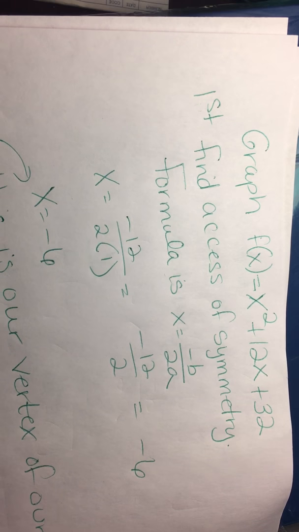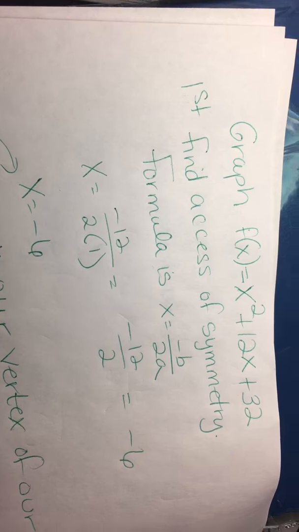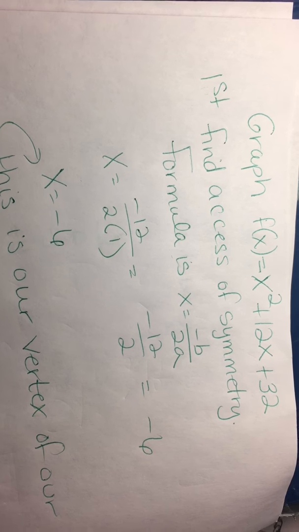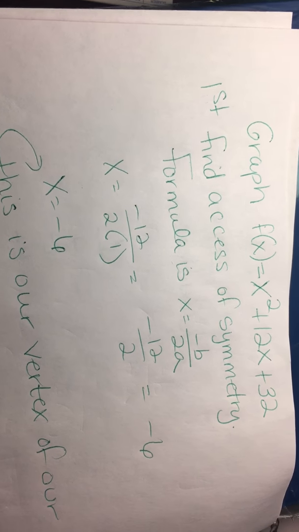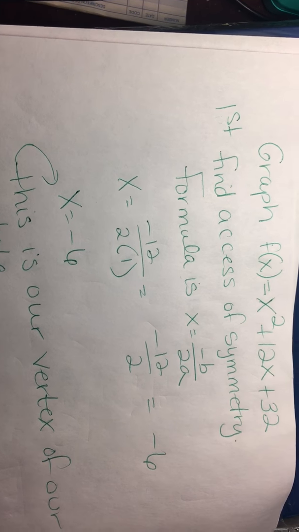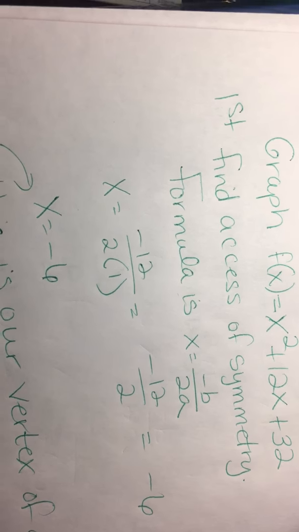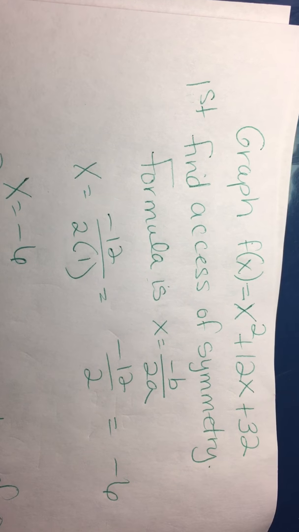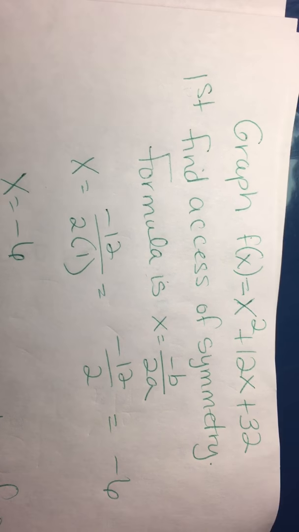The first thing that I want to do is to find the axis of symmetry, which is basically where a line goes up through the parabola that's going to be made, and it's the midpoint of that parabola. There's a formula. It's x equals negative b over 2a.